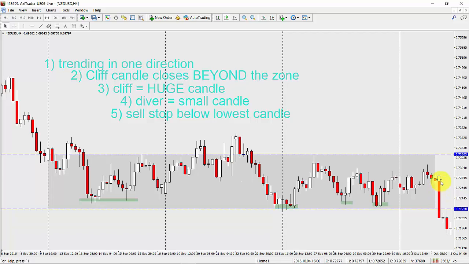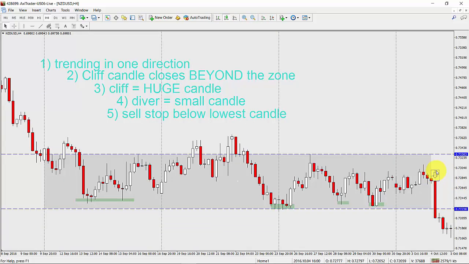A couple of interesting things here, guys. The stop loss, you have a couple of options here. The real aggressive trader can put the stop loss above the high of the diver or above the zone, whichever is higher. So in other words, if the diver candle doesn't quite get to the zone, then the stop would be above the zone. If the diver candle stabs above the zone and comes back down and closes below it, then you would put it above the high of the diver. Either way, it's the highest high you have. Now, in that case, you're going to have a really tight stop. In this case, it'd be about 40 pips or so.